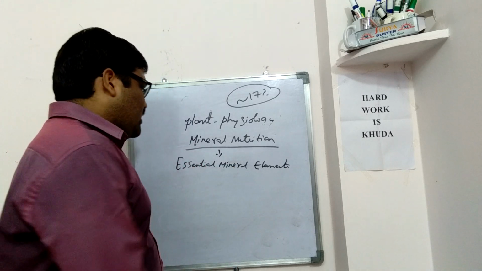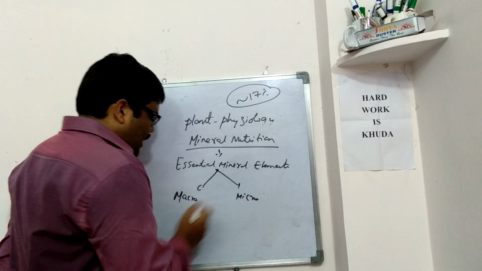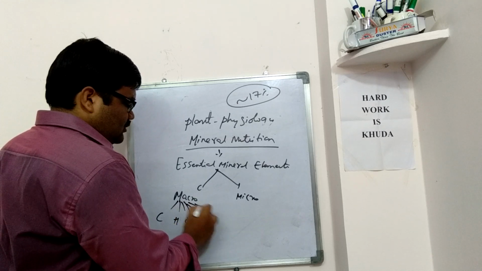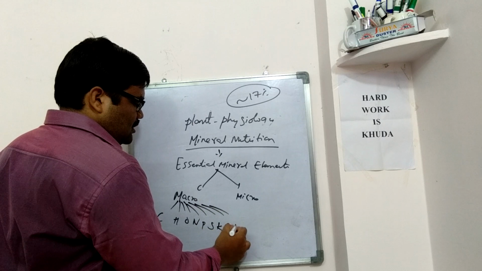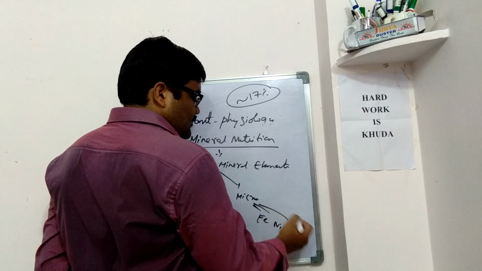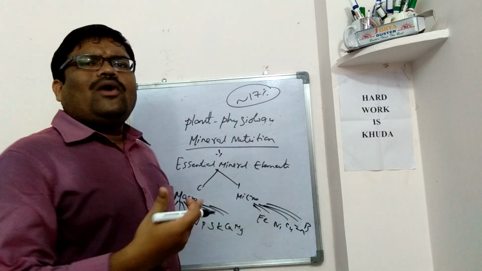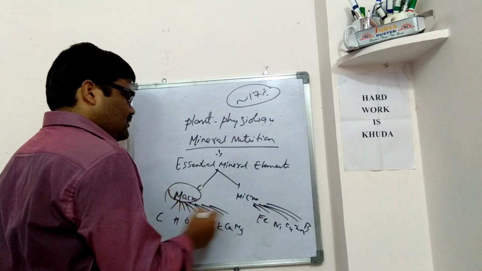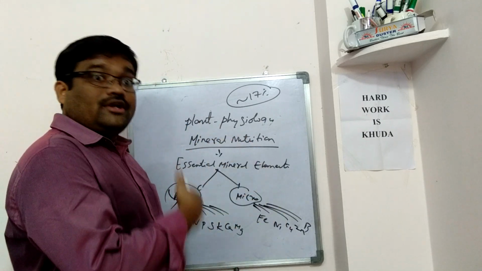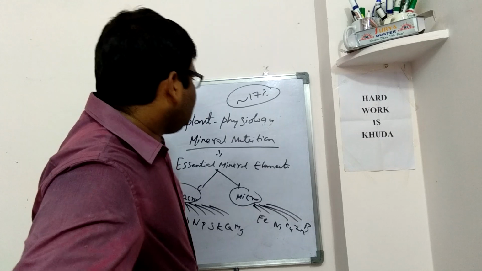Essential elements, depending on the requirements, are of two kinds: macro and micronutrients. Macro, like carbon, hydrogen, oxygen, nitrogen, phosphorus, sulfur, potassium, calcium, magnesium, likewise. Micro means iron, nickel, copper, zinc, boron, etc. So depending on the requirements, we have macronutrients and micronutrients. This is an important phase, and we have to understand the role of different nutrients, and their deficiencies also.